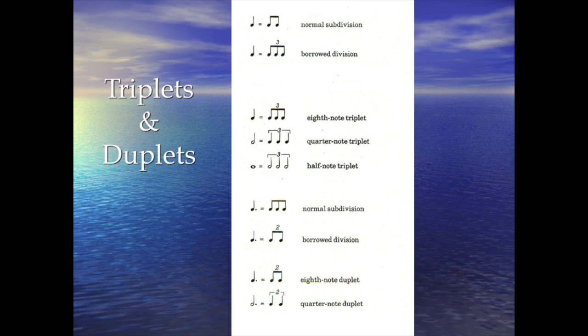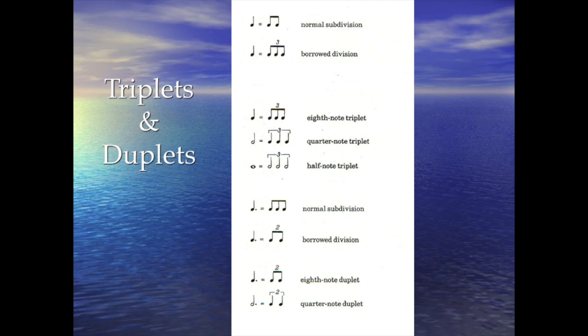So we are also going to look at the concept of triplets and duplets. If you remember the chapter on simple meter, the beat subdivides into 2. And in compound meter, the beat subdivides into 3. So for simple meter, we have 1 and 2 and. For compound meter, 1 and a 2 and a.